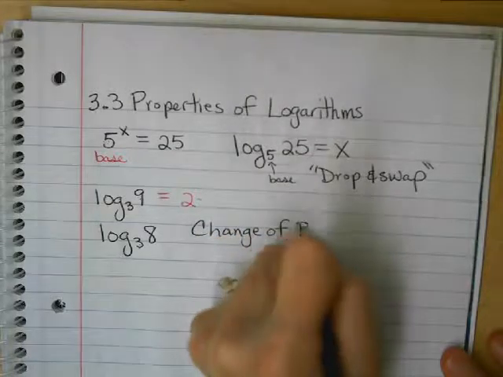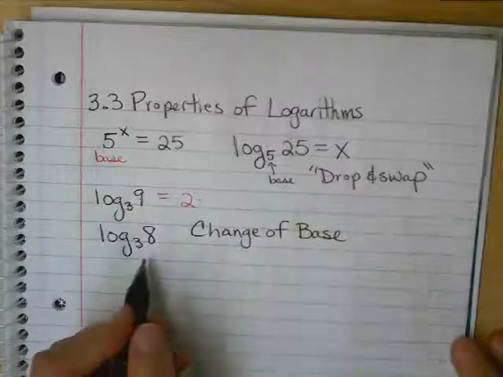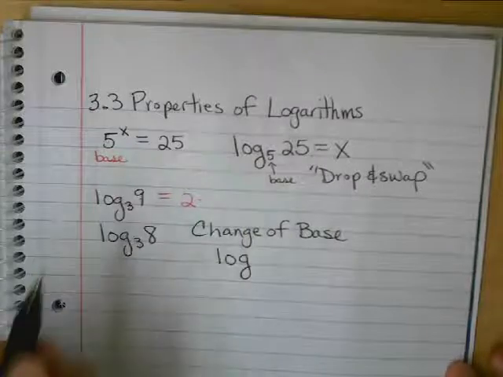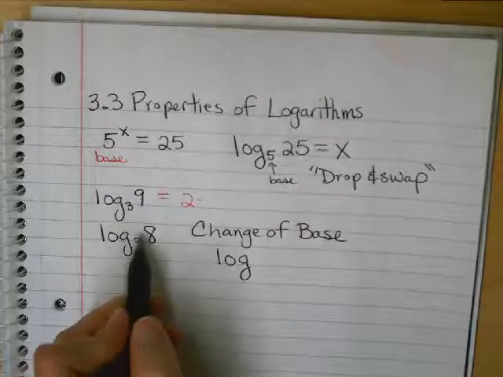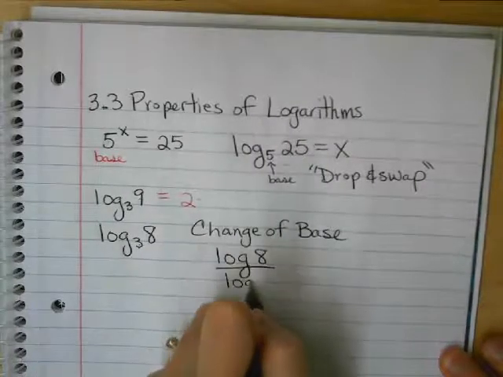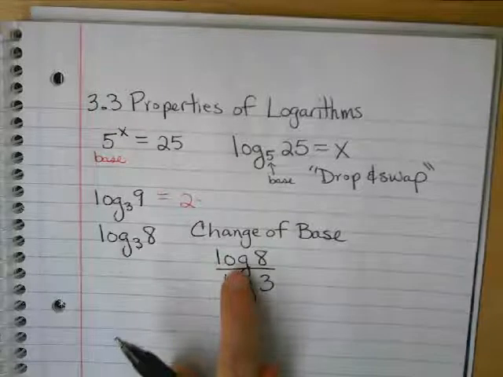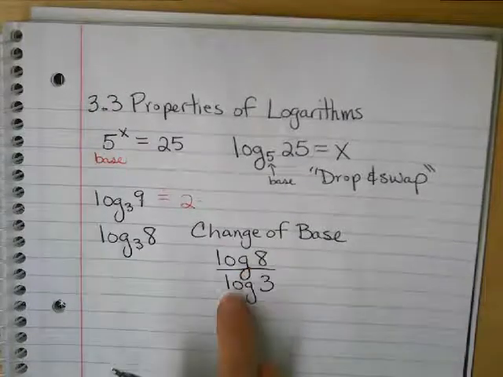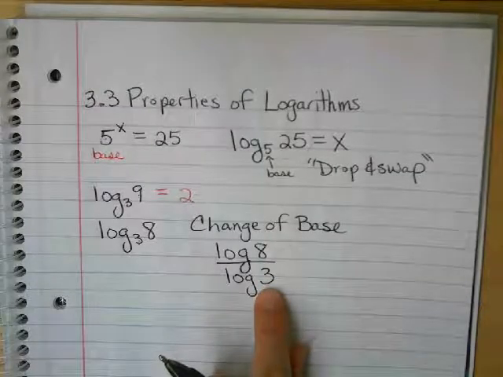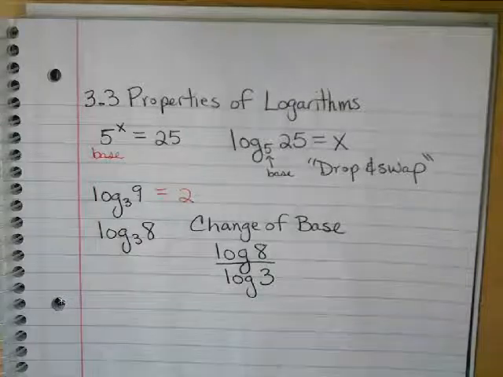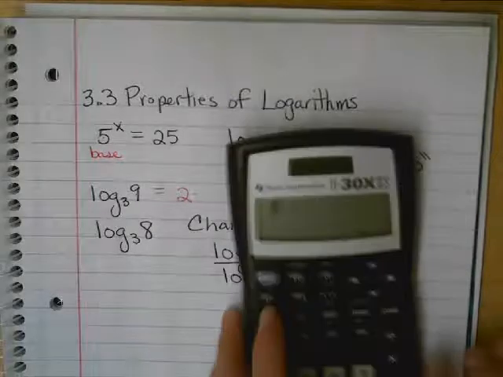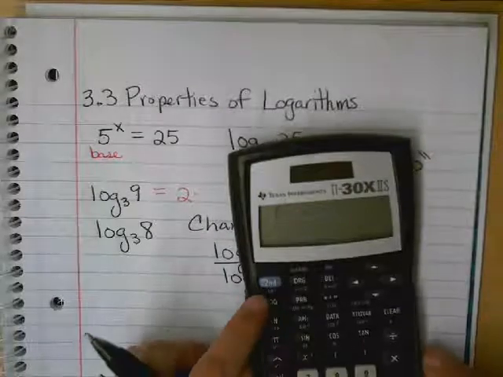Change of base. It's actually pretty simple. I'll show you how you would do this one. You just do log of 8 divided by log 3. You're changing it to base 10, so it's log base 10 of 8 over log base 10 of 3. All you do is grab a calculator and punch this in. Most calculators have a log key that does log base 10. They don't have a little tiny base number by it. On my calculator, it's just this log key right under the second key.